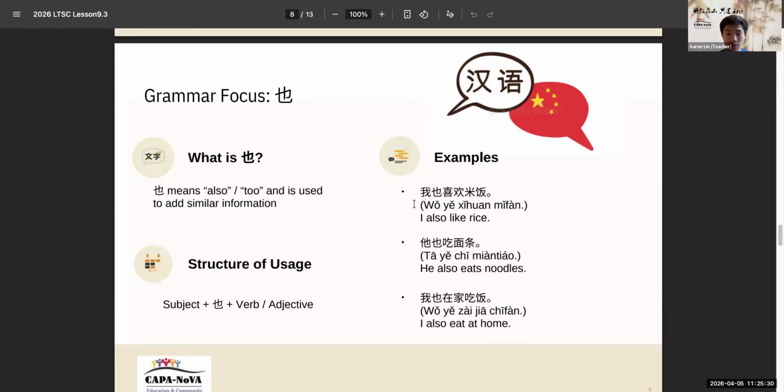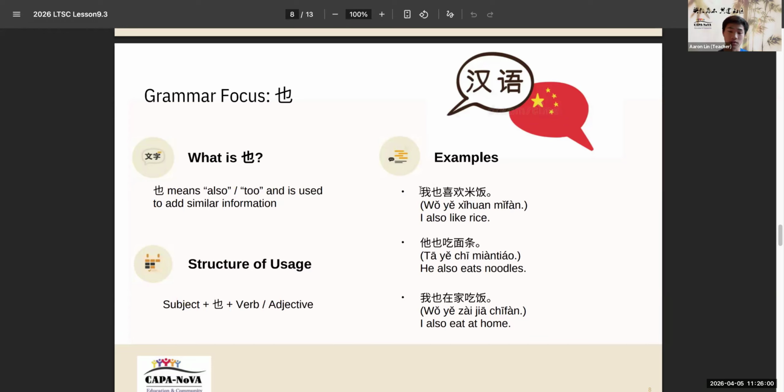Some examples here are 我也喜欢米饭, which means I also like rice. And then this next one, 他也吃面条, which means he also eats noodles. And then this last one, 我也在家吃饭, means I also eat at home. I think it's pretty easy to understand. You just use it to say that you also do something or you have a similar situation.